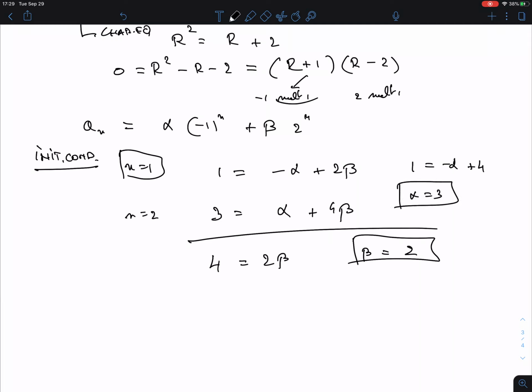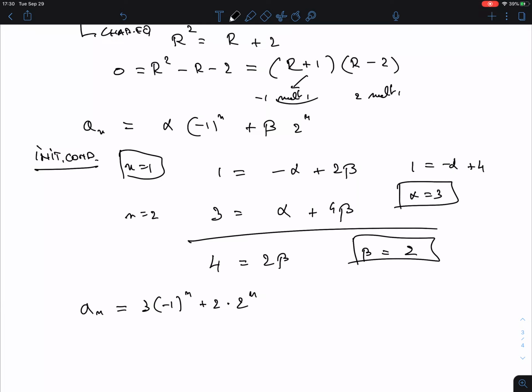So conclusion, the number of ways that I can do this is equal to 3 times minus 1 to the power n plus 2 times 2 to the power n. You could write the last one as 2 to the power n plus 1, but it is better to leave it like that because it shows you exactly how it is written as a sum of these geometric sequences.